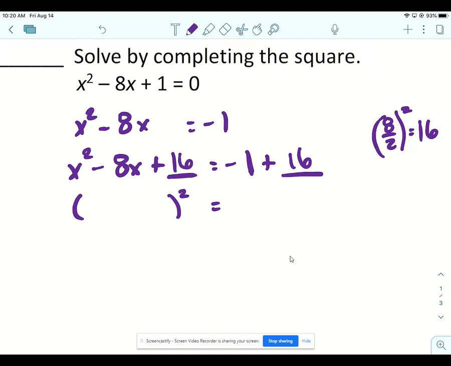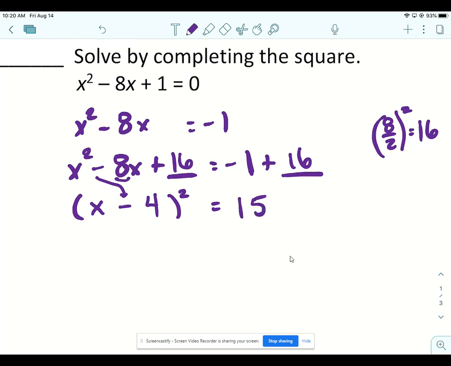Because it's a perfect square trinomial, it's going to factor to something squared. To factor it, we can go through the whole process of factoring, but it's easier if we just use a shortcut where you bring down x, you bring down this sign, and this number is what we got when we took half. So that's going to be a 4. And then -1 plus 16 is 15.